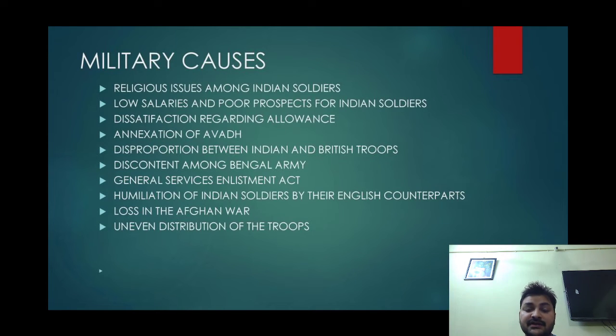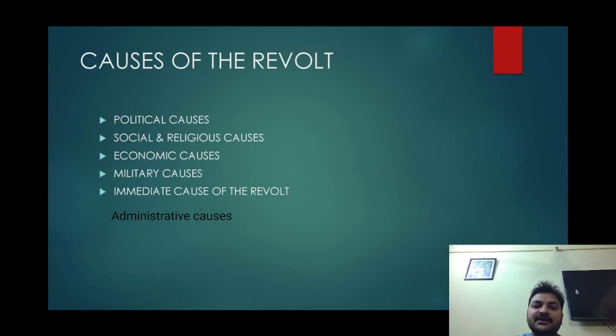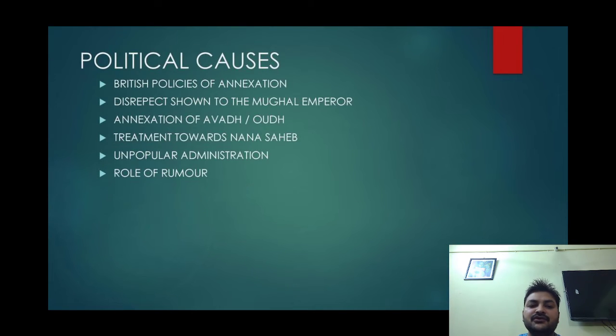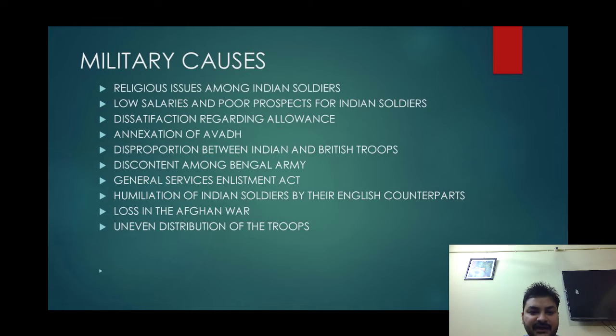Now next, there were some military causes. We discussed two: political and economic. Now coming to the military. Initially I told you that we'll be discussing six causes: political, social, economic, military, immediate cause and administrative causes. Political we have discussed, economic we have discussed, right? Now let's come to the third most important, that is military causes.